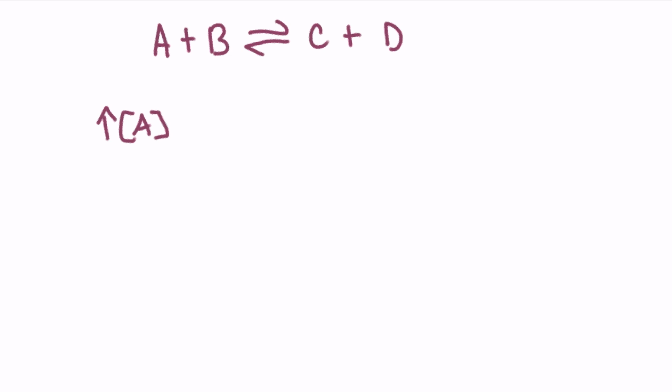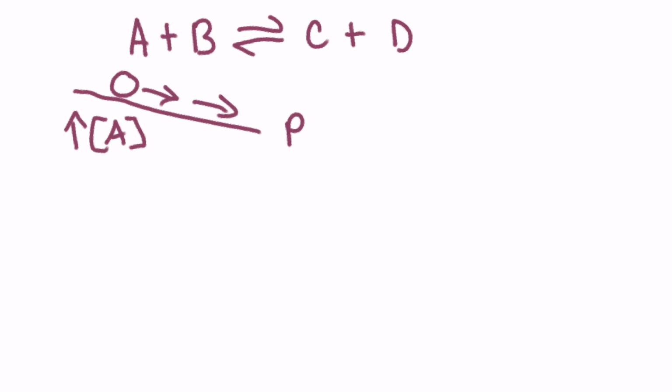What is most helpful to me is to visualize a seesaw type motion, or where will the ball roll? In this case, increasing concentration on the left side will cause the ball to roll towards products. So yes, the equilibrium will shift towards the right. And if we think about it, adding more reactants can help us get more products.